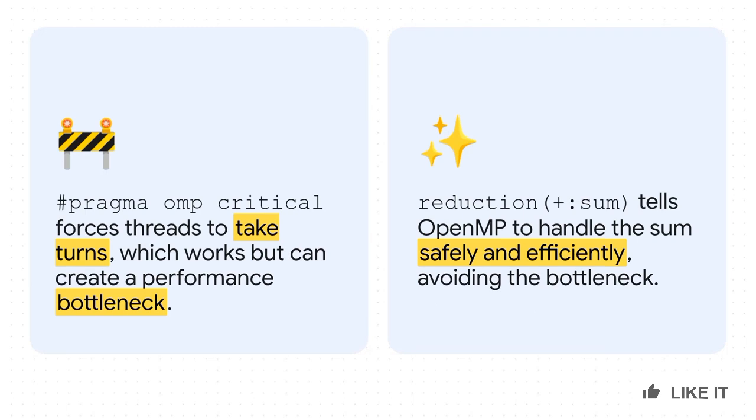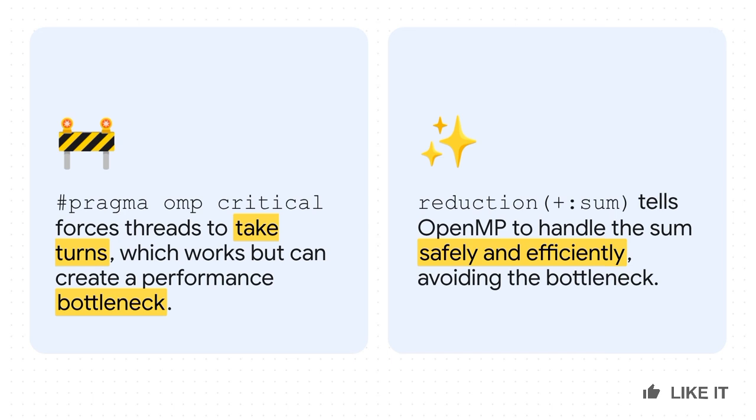So how do we tame this beast? Well, the most direct way is to create something called a critical section with #pragma omp critical. This basically tells all the threads, hey, one at a time in here. It forces them to line up and take turns. It works, sure, but it also creates a massive performance bottleneck. Kind of defeats the purpose of being parallel.